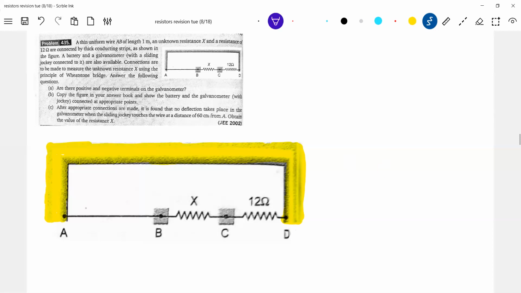Now let's write this strip so that it will be in a comfortable position. Even this B and C are also strips. A battery and a galvanometer with a sliding jockey connected to it are also available. Connections are to be made to measure the unknown resistance X using the principle of Wheatstone bridge. Answer the following. A battery should also be brought. I know Wheatstone. It's similar to this one. And next I'll bring a galvanometer. And this is the sliding contact.